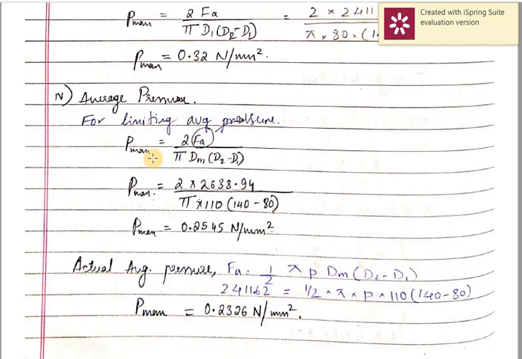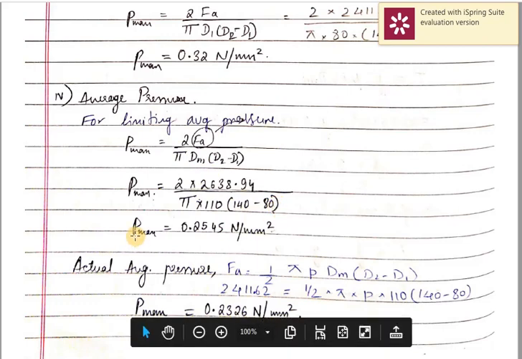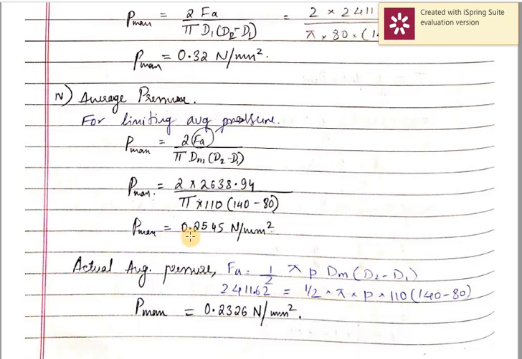So mean pressure is equal to 2 into Fa as 2638.94 divided by pi into 110 as the mean diameter into 140 minus 80, and you will get average pressure or the mean pressure as 0.2545 Newton per mm square.